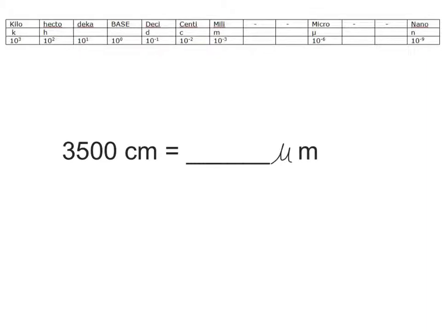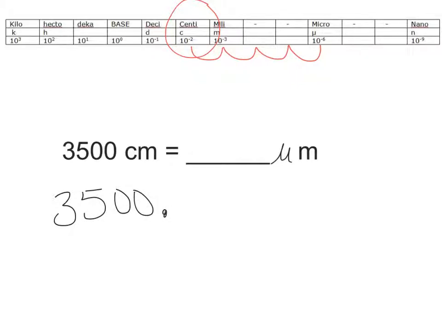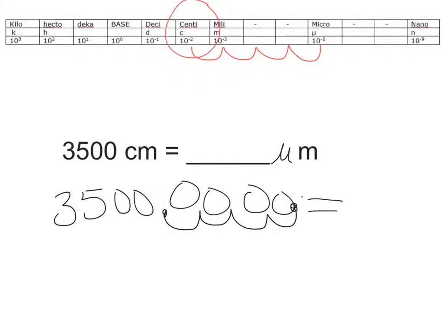Alright, for this one we're going to start with centi. So here's centi, and we need to go to micro. So we're going to walk our decimal 1, 2, 3, 4 positions to the right. So again, we take our 3,500, the decimal's at the end, and we're going to walk it 1, 2, 3, 4 positions to the right. So add zeros as placeholders for each one of those. Then we're going to clean this up, and we'll see our answer.